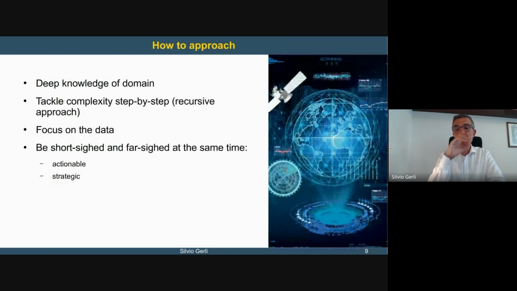However, let's move in the correct direction. That is how to approach a business problem with data science and artificial intelligence. The first point, which for me is very important, is to have a deep knowledge of the domain. It is not possible to take a data scientist, put him in this kind of issue and say, okay, solve the problem for me, if he doesn't know anything about the domain, and more so if he doesn't know very deeply the themes and subjects of the domain.